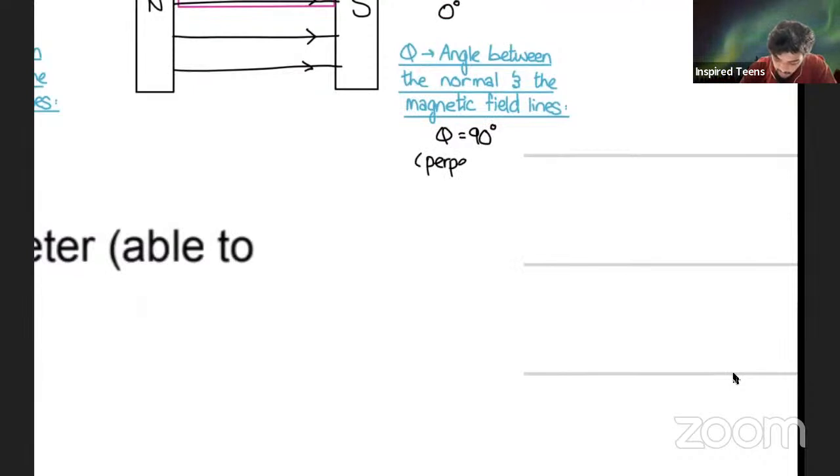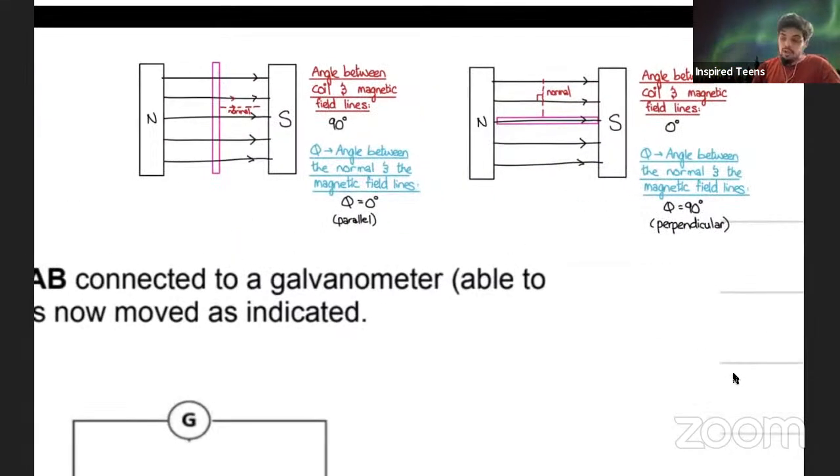This is why this can actually get really confusing, because you need to pay attention to which angle the question is specifying, which angle the question is talking about. Are they talking about the angle between the coil and the magnetic field lines, or did they say that this is the angle between the normal and the magnetic field lines, because they are opposite. If you use the wrong one as theta, you're going to get the incorrect answer. So just be careful.